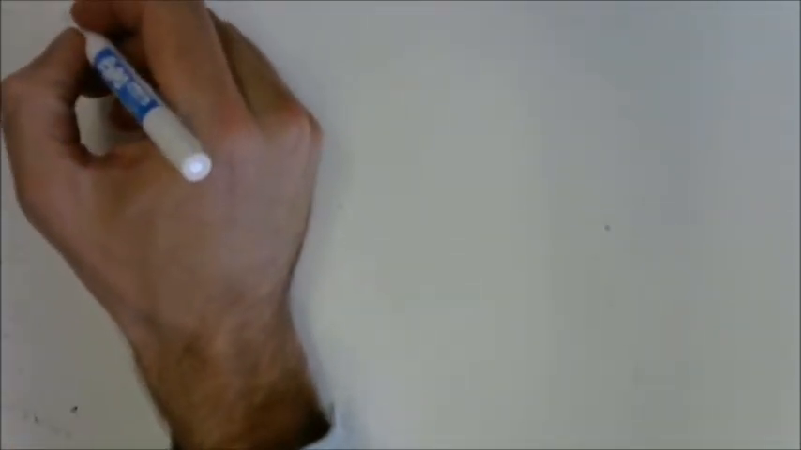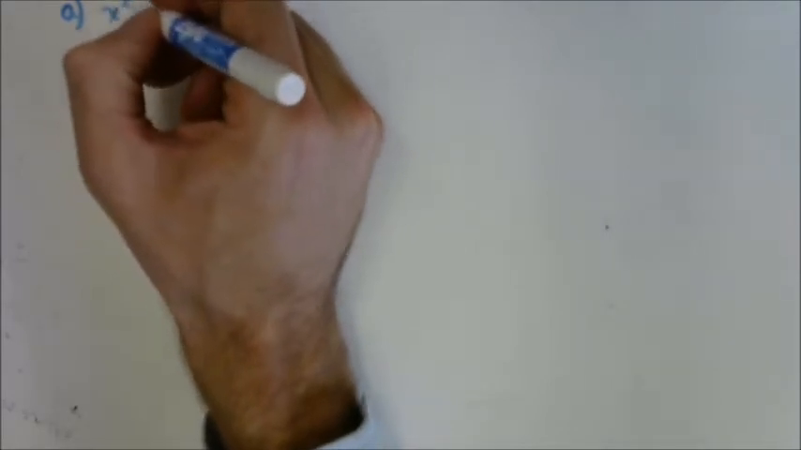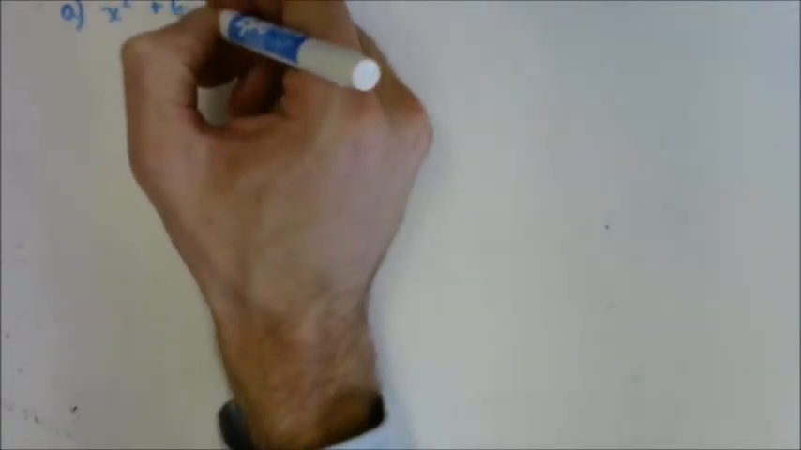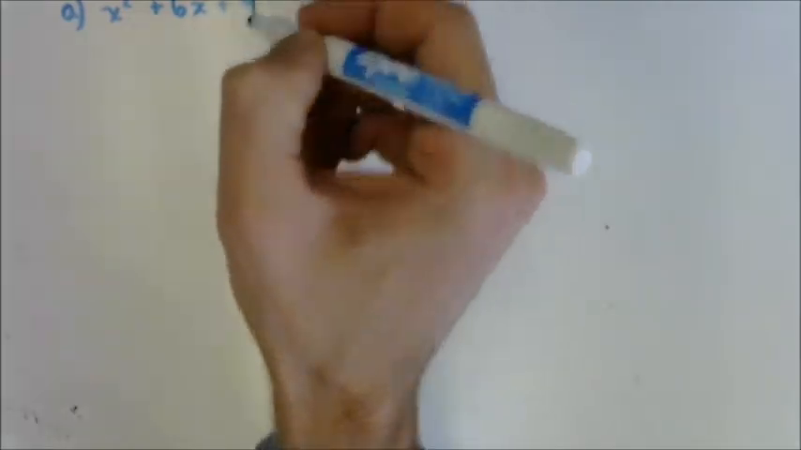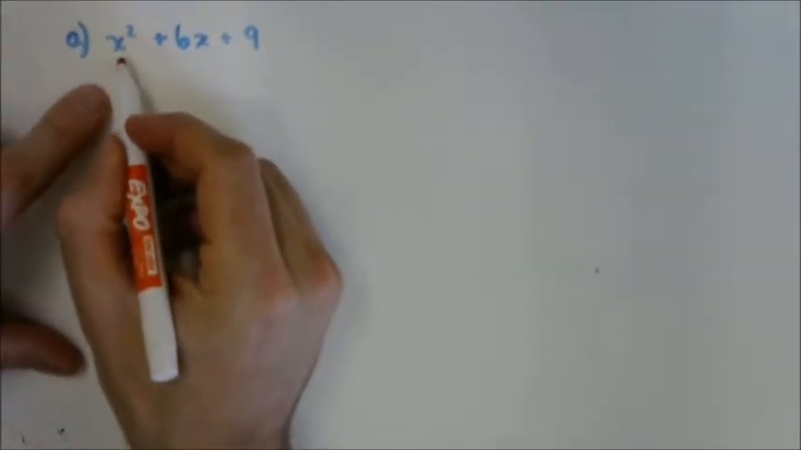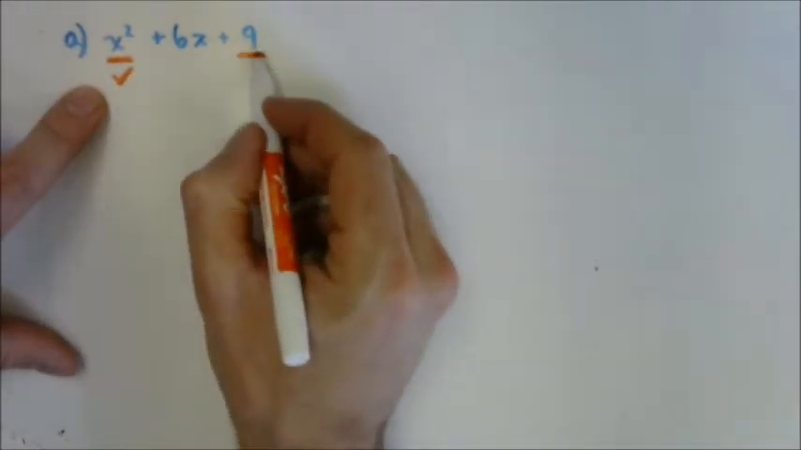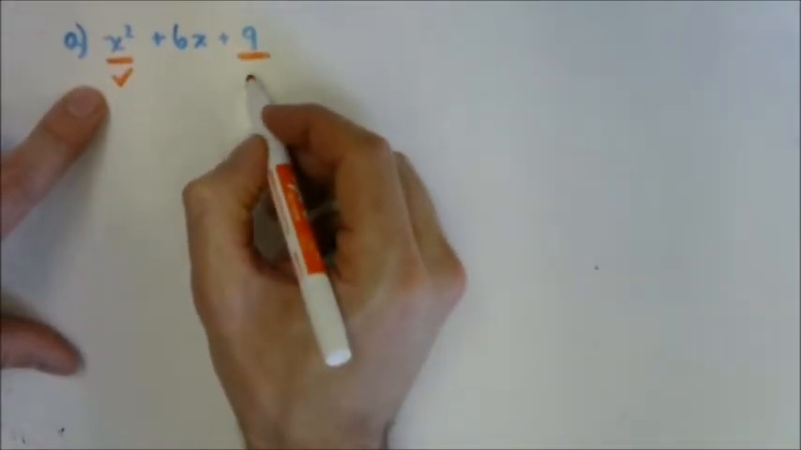Example 2 deals with perfect square trinomials. So the first thing that we need to do is verify, that means prove or test, to see if what you've been given actually is a perfect square trinomial. So we've been given x squared plus 6x plus 9. And the first thing we need to do is test whether or not this thing is a perfect square. Okay, is the first term a square number? Is the last term a square number?